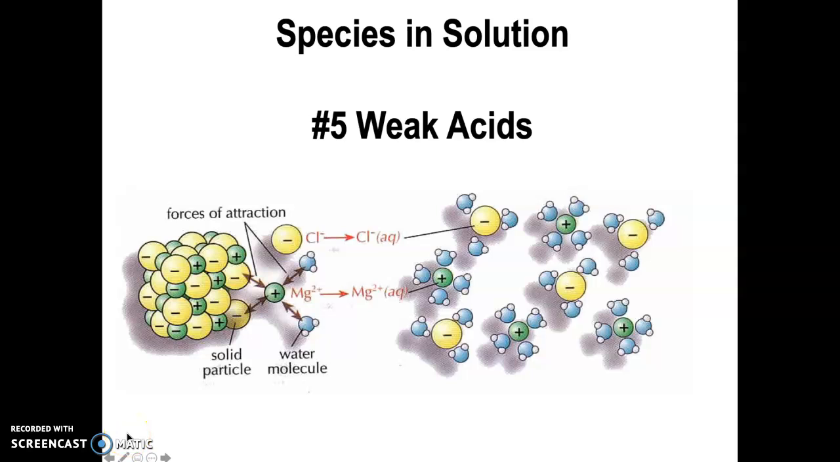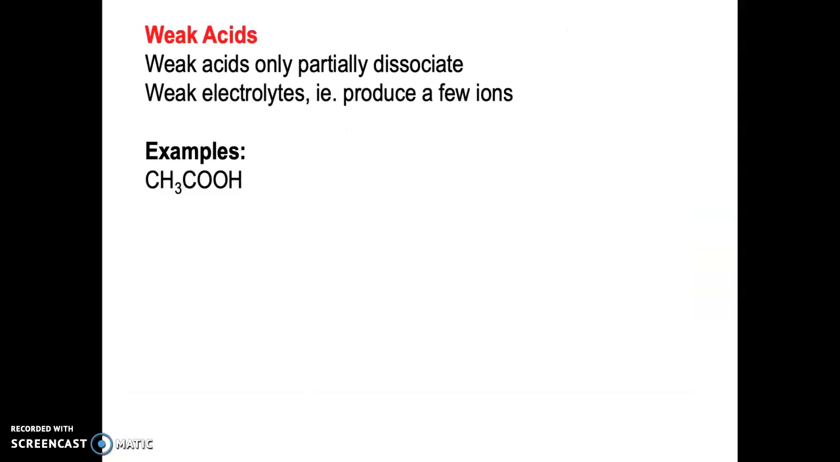This is the fifth video in this series on species in solution, and in this video we'll be looking at the species present for a weak acid. So weak acids we know partially dissociate, and as a result of that they produce only a few ions, and that makes them weak electrolytes.